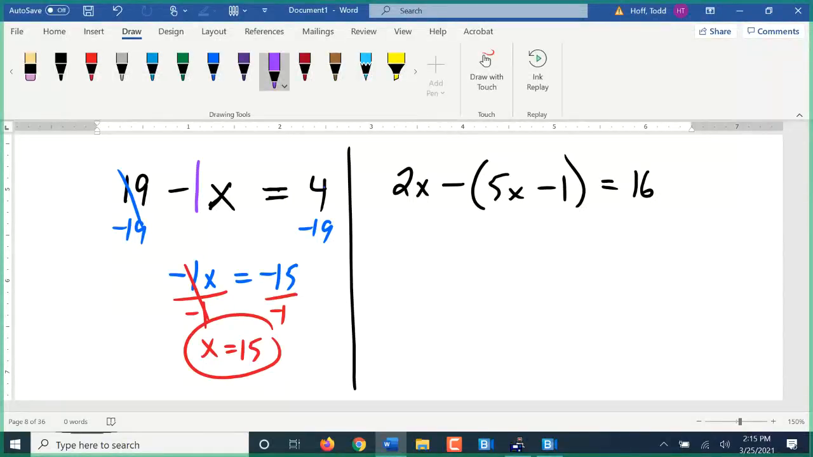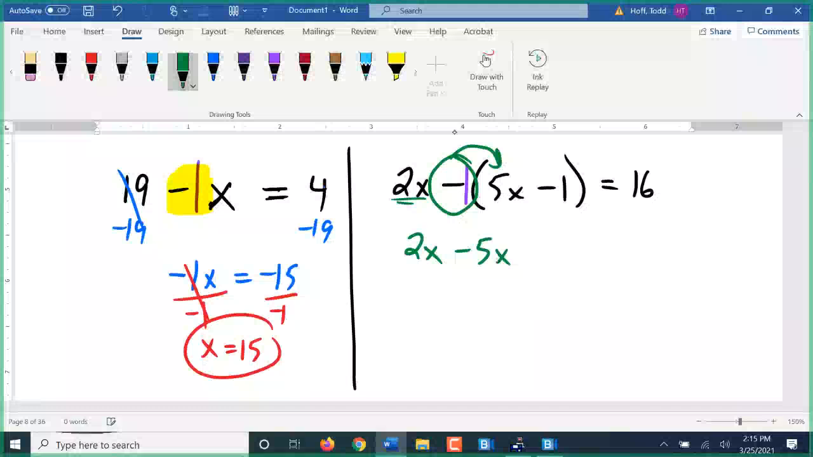But just like we had the minus in front of the variable here, we have a minus in front of our parentheses here. And what we have to do to that is we have to turn that into -1 times those parentheses. So the 2x here is not going to change. That's just 2x. But we're going to distribute or multiply that parentheses by the -1. -1 times 5x is a -5x. -1 times -1 is a positive 1. Negative times a negative is a positive. The other side's still 16.